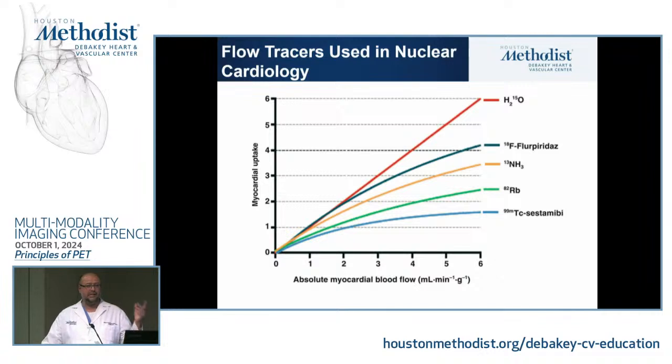So these tracers that I showed you on the prior slide have different extraction fractions. Which one is the most linear? Does anyone know? That's also a cardiology board exam question. It was on my cardiology board. The O15 water. Why? Because our body is made of water. So that radiotracer is O15 water.